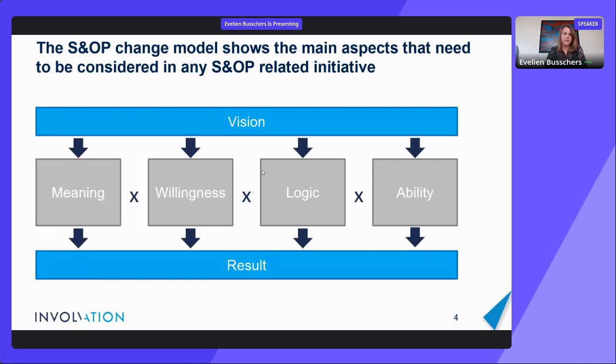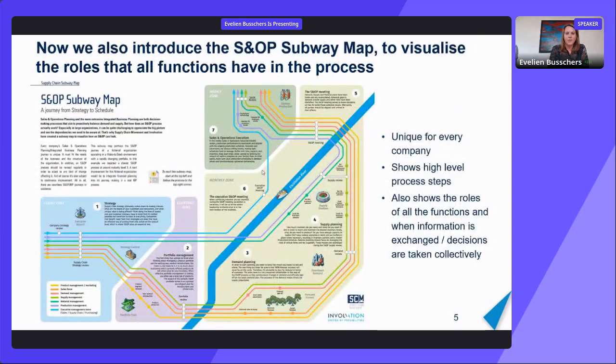And now what tends to happen is that we tend to focus very much on the logic, and maybe a little less on the soft side, so the other aspects. And this is exactly where the S&OP Subway Map can play a role. So that said, let me introduce you to the S&OP Subway Map itself.